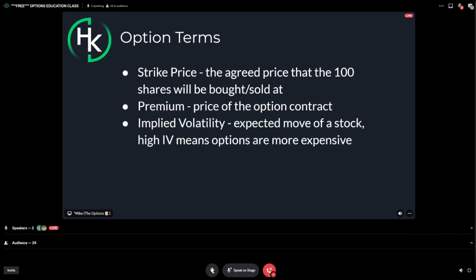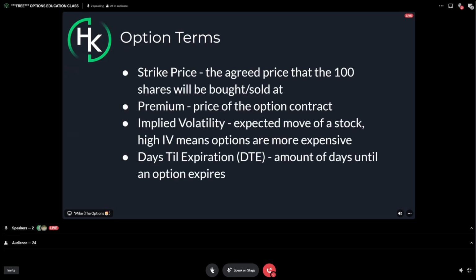And implied volatility is essentially how much a stock is expected to move. So when implied volatility is high, that means options will be more expensive and vice versa. The reason for this is because if people are expecting a very large move in a stock, people will be betting on that large move with option contracts. A good example of that is right before earnings, implied volatility usually gets really high. Right after the earnings call, it drops because that move happened and people know exactly what happened in the earnings call.